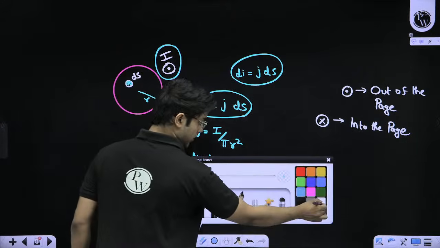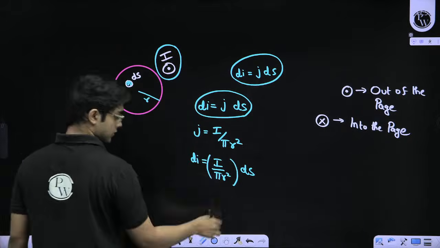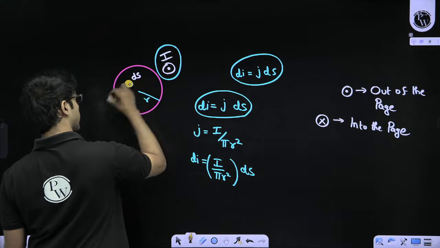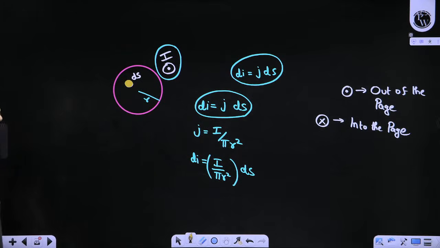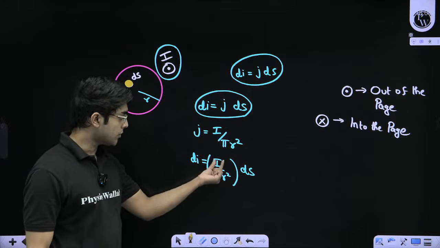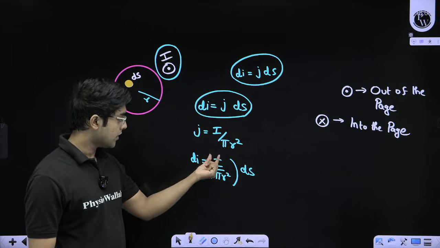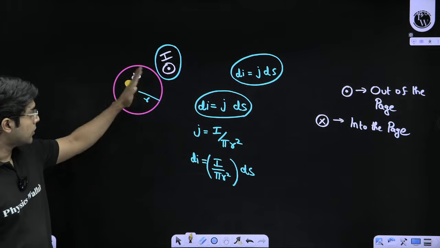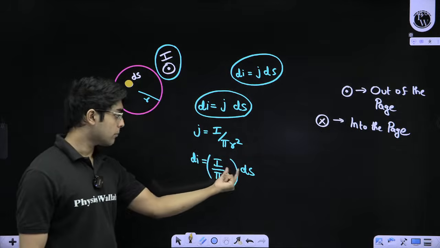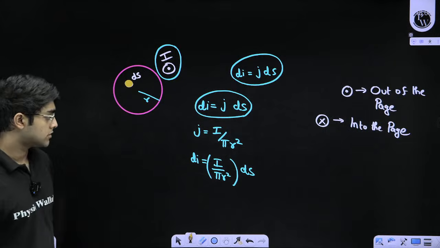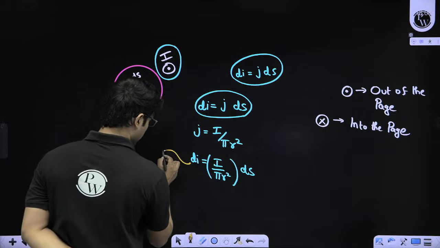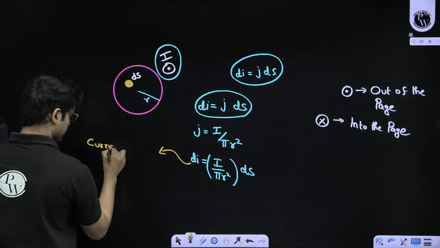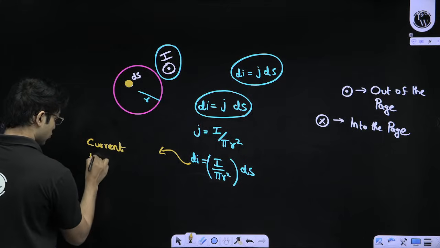So this is also important. This way you can get the current just through the small area ds, just through the small patch ds. So it's actually just the unitary method. If the total current is I, and if it is distributed in pi r square area, then I by pi r square is the current per unit area. Current per unit area multiplied with the area ds will give me the current through ds area.